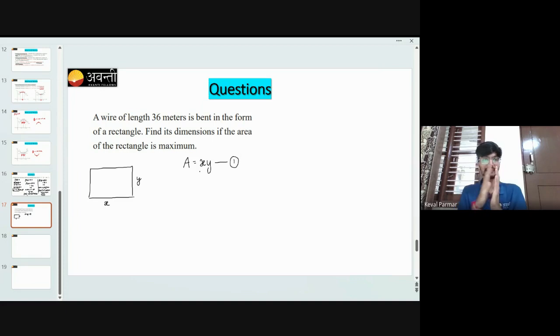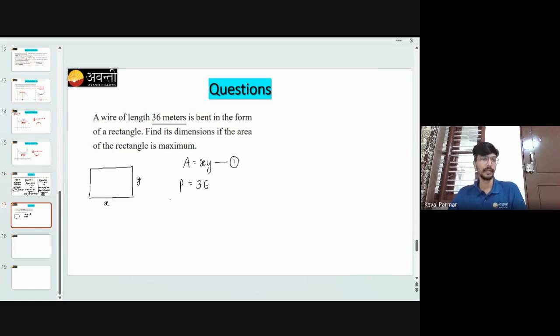So if I increase length, area will increase. If I increase breadth, area will increase. That means it is a function of two variables. So what we need to do is make area a function of one variable. How do we make that? By the given condition, 36 meters. So what is the perimeter? It is given, it is 36.